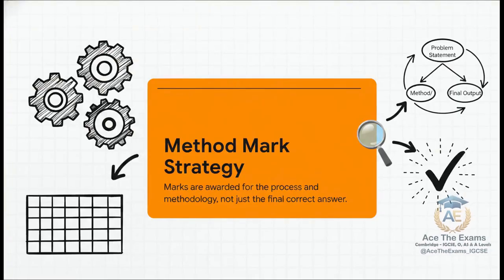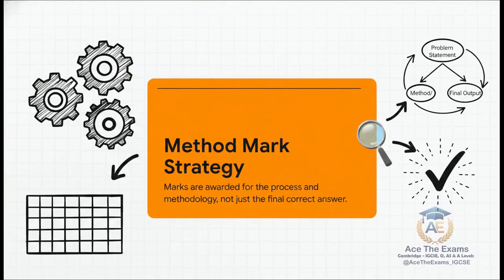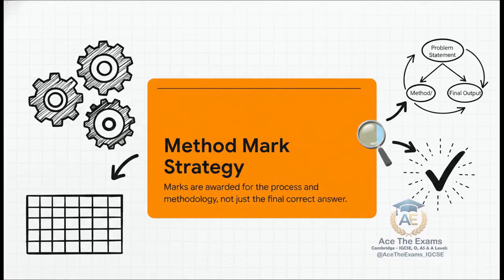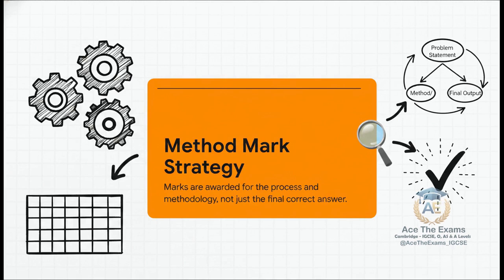So what is the missing link? The missing link is this critical concept from the reports, the method mark strategy. You have to realize that Cambridge examiners are actively looking to reward your process. This is your pit crew precision. Your methodology is just as important, if not more so, than your final output. If you just guess the final truth table values correctly without showing the logic gates or the intermediate expressions you derive from the problem statement, you are leaving massive points on the table. The examiners want to see the gears turning in your head.